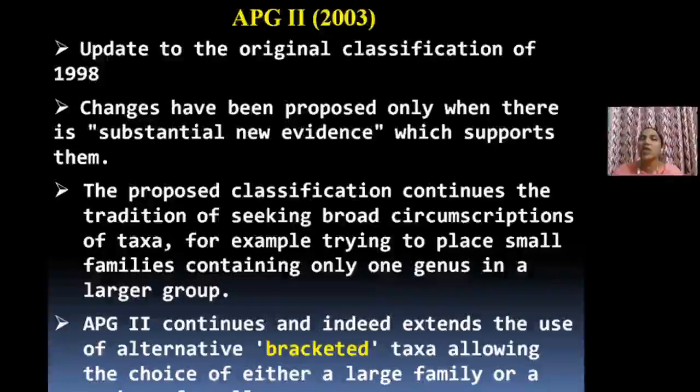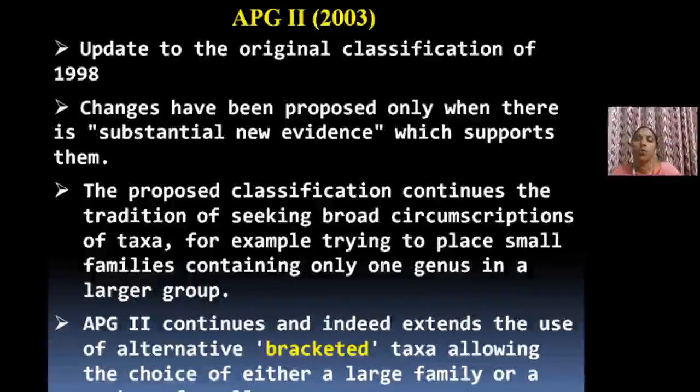Here, actually, why is this changing? So again, taxonomists from all over the world gathered together, and if they want any amendments based on some evidence, they will rearrange it, only that much. Okay. So the proposed classification continues the traditional broad circumscription of taxa. Okay. And here also they try to place small families containing one genus in a large group. That is what I described in APG 1 also. The small-membered family may be grouped, merged together with some other.